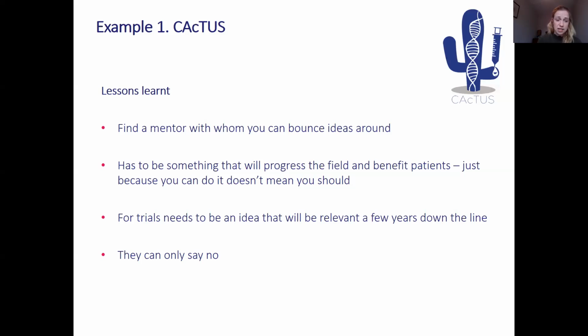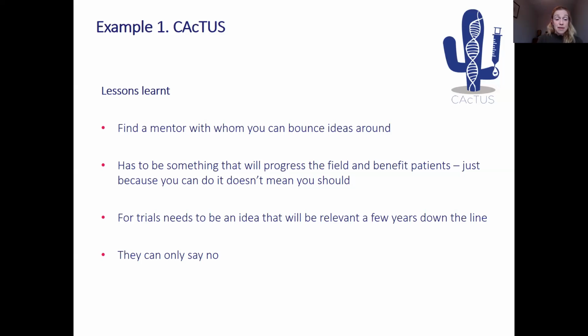So that's really important. And then for trials, I would say it needs to be an idea that's going to be relevant even a few years down the line. So we started discussions about Cactus in 2015, and it's recruiting at the minute, but the question is still relevant for the melanoma field. And that's really important, because it usually takes at least 9 months to set up a clinical trial. So it has to be something that's not going to be overtaken by, for instance, a new standard of care.